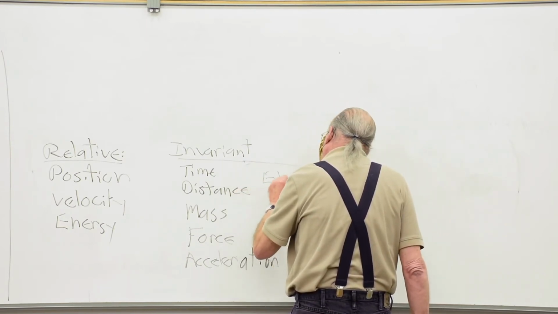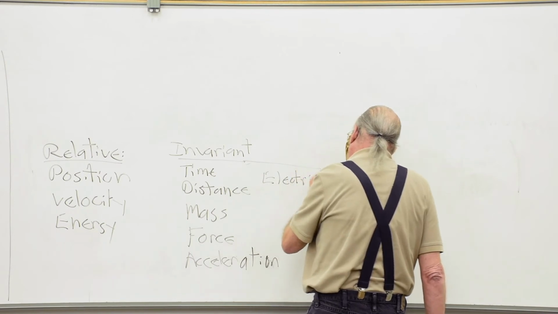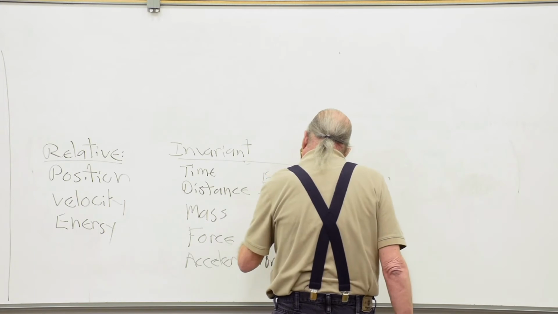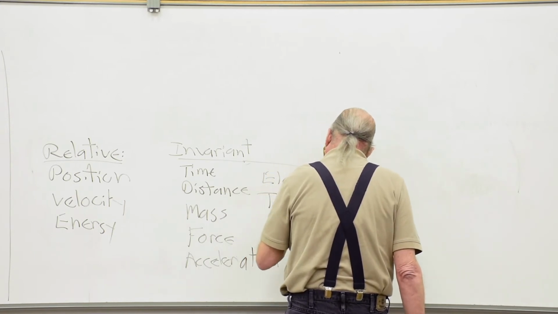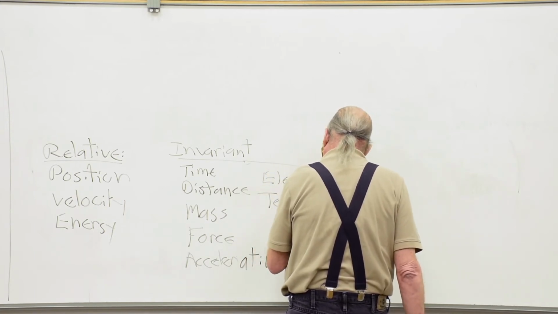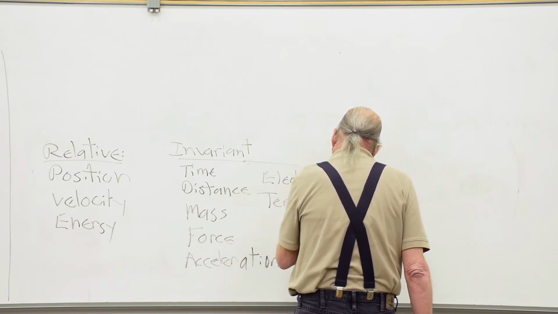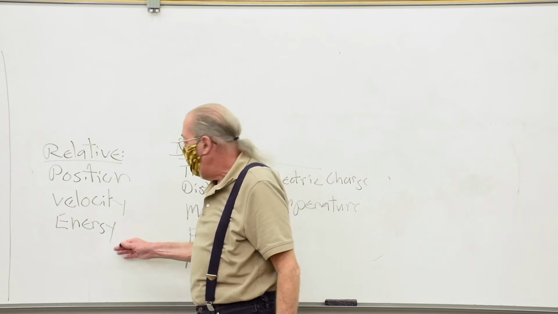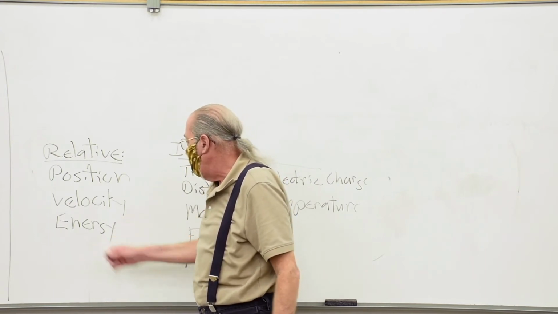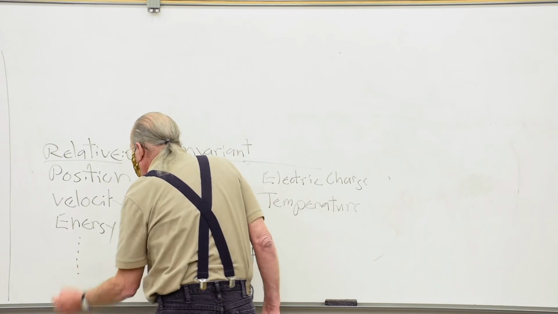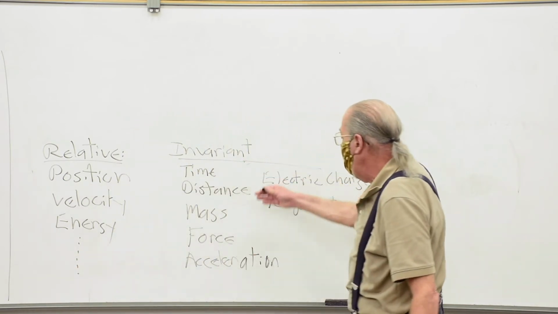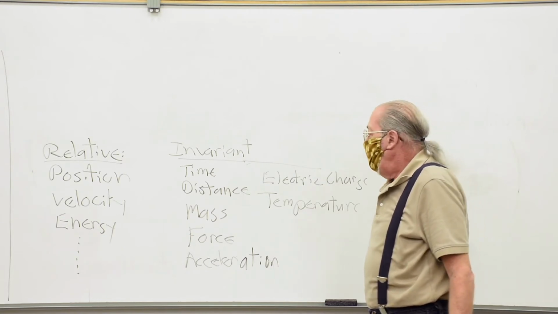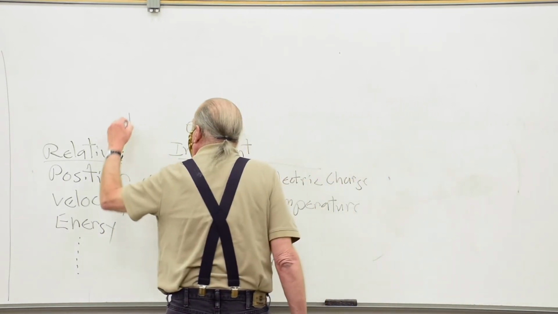Electric charge. Temperature is a big one. Temperature is invariant. But when I say energy, I mean kinetic energy, gravitational energy, and so on. There are many relative things here, and there are many, many invariant things. And this is what we call Newtonian relativity.